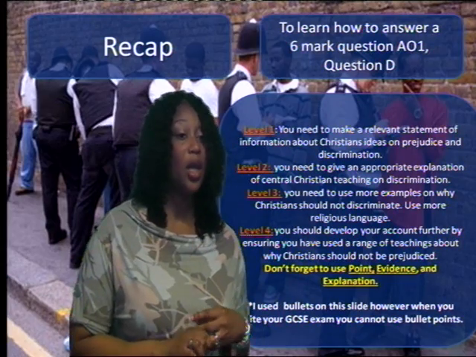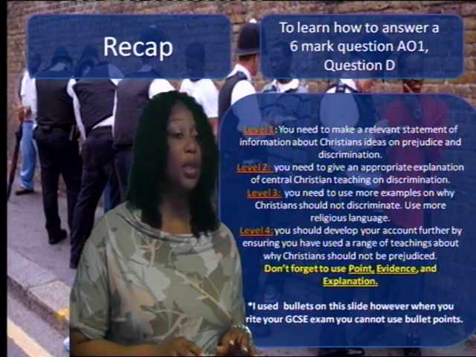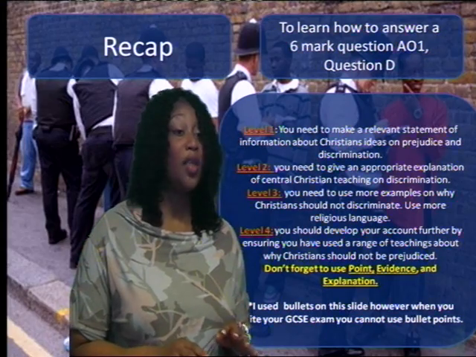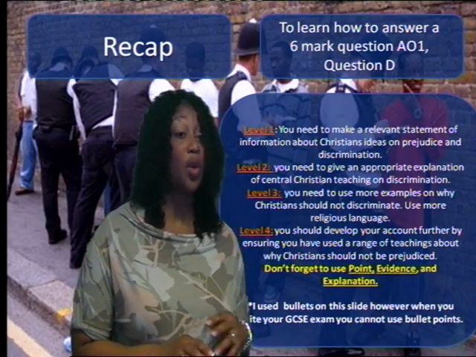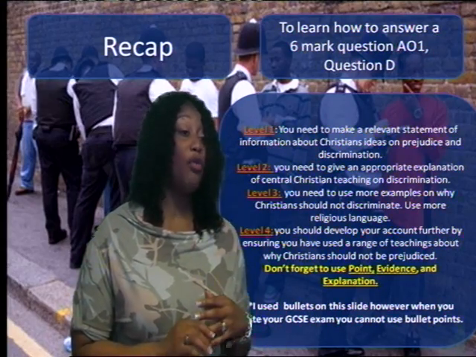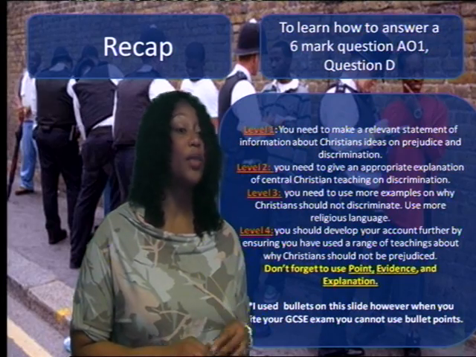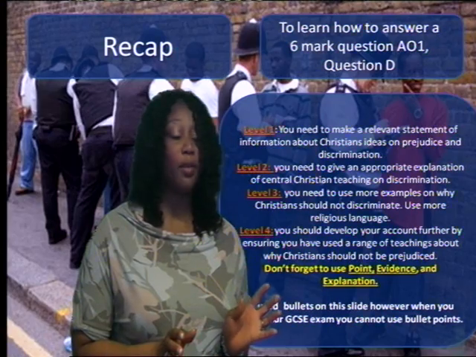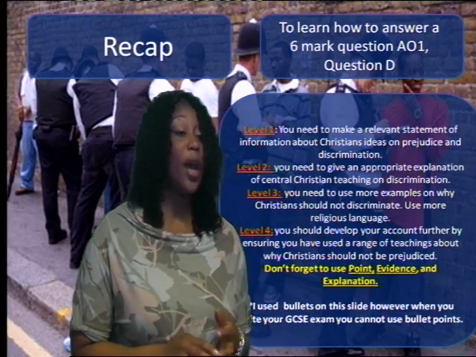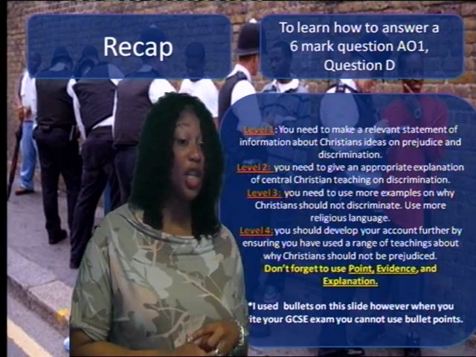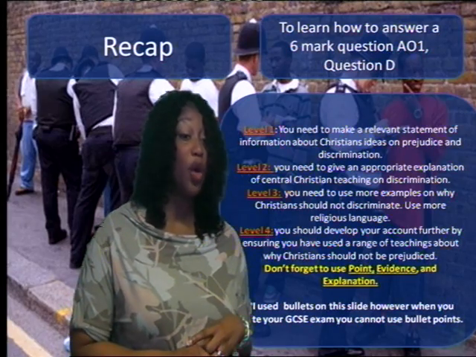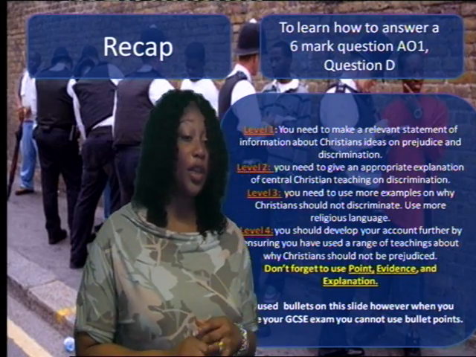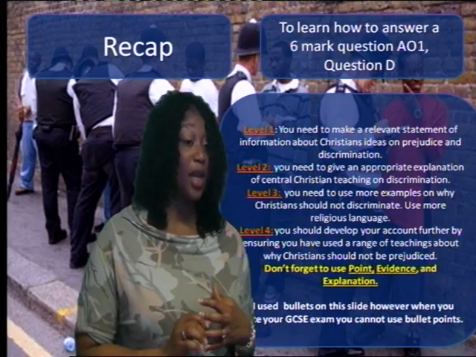For level 3, you need to use more examples and more teachings to show that you understand why Christians should not discriminate. Use a lot of religious language if you can. For level 4, you need to develop your writing into a further account by ensuring that you've used a range of teachings about why Christians should not be prejudiced. Don't forget point, evidence, and explanation.